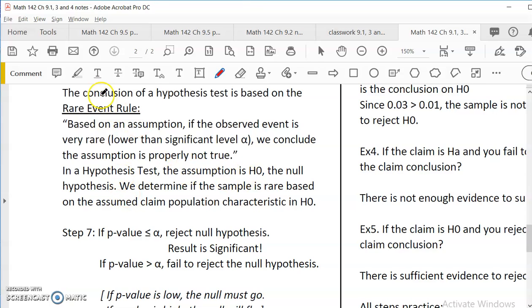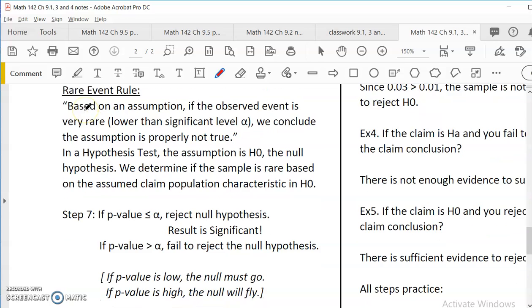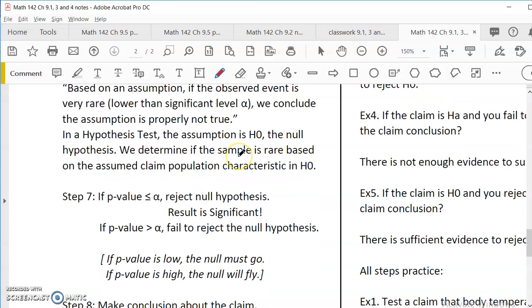So the way to do it is, if your sample is very rare, just like when we have 10 heads and 0 tails, we reject our assumption. So you would say you reject the null hypothesis. The p-value represents the probability of the sample, how likely you are to get the sample.